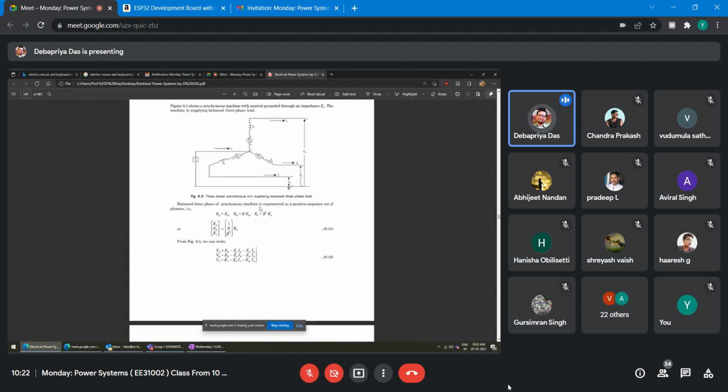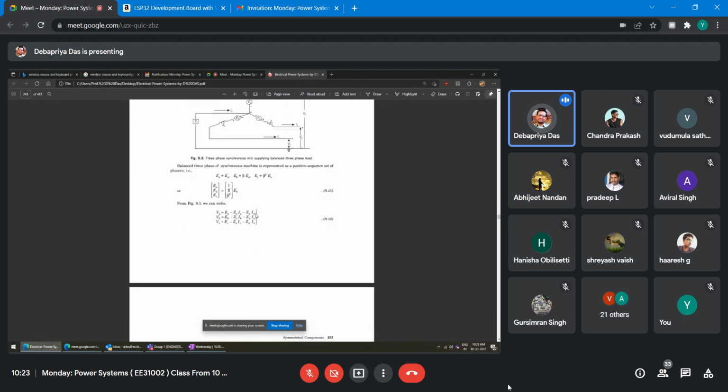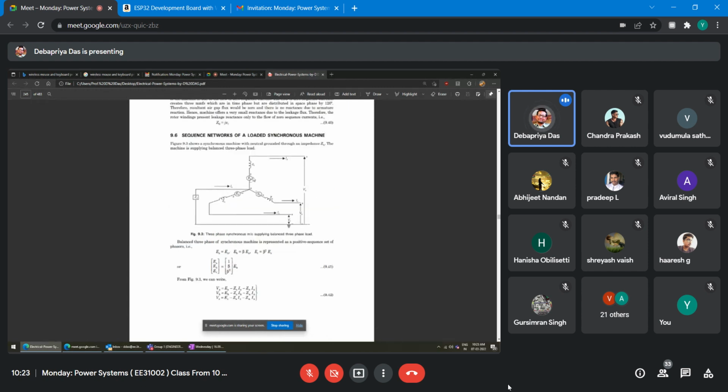Therefore, after that you can write VA is equal to EA minus Zs IA minus Zn In. Similarly, VB is equal to EB minus Zs IB minus Zn In. Similarly, VC is equal to EC minus Zs IC minus Zn In. This way you write this equation for all the three phase voltages. Now you know that In is equal to IA plus IB plus IC. This you know.